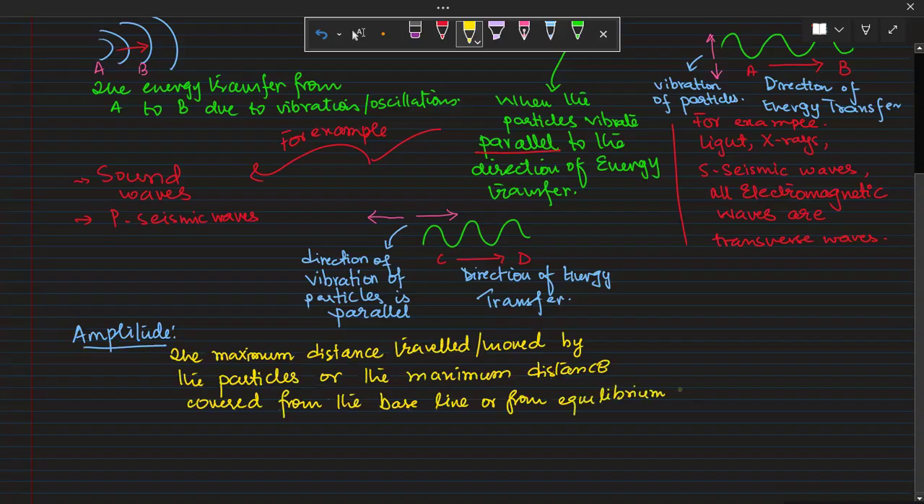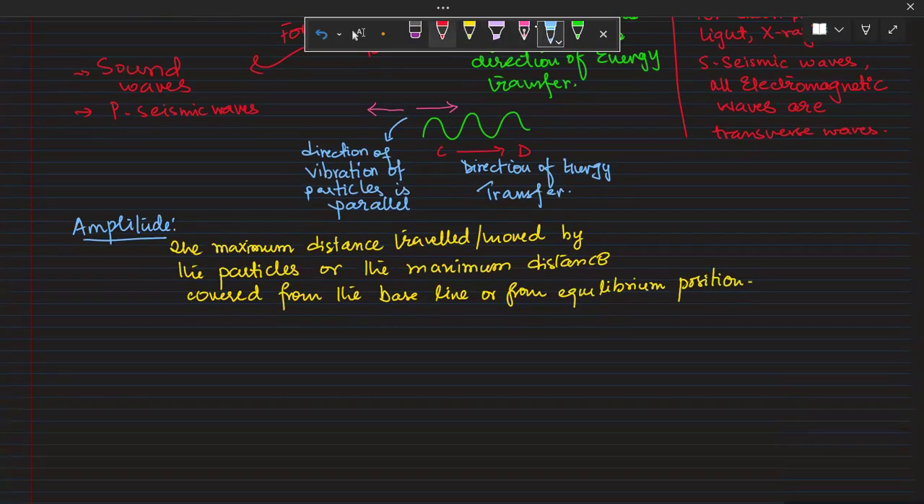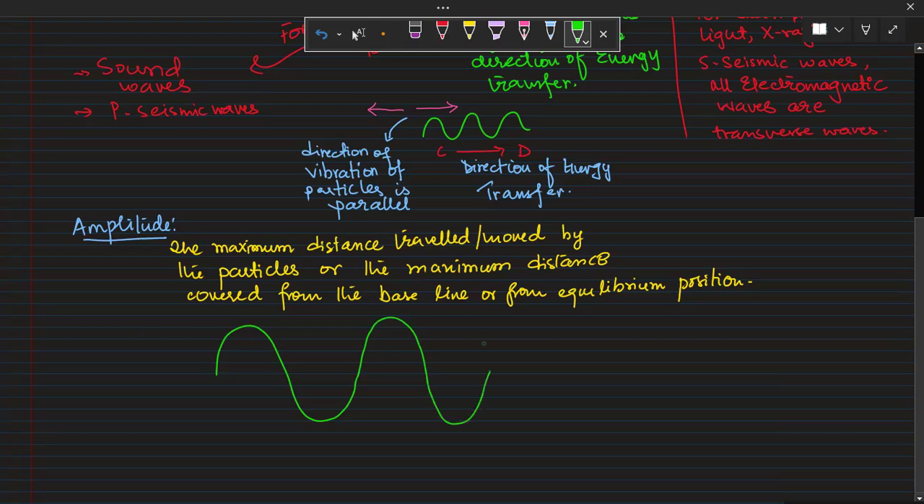Now I'm going to explain what I have written so far. See, I have this wave, right? And I have this baseline, that means the horizontal line here, which is going to be a baseline or reference line. You can also call it the equilibrium line, or equilibrium position, right?